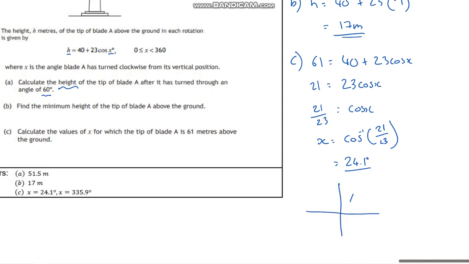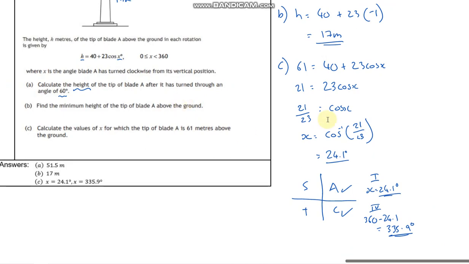I want the two values, so I need to double check with my CAST diagram. When is cos positive? It's positive here and here. So in quadrant 1, it's simply just the x value. So 24.1 degrees. In quadrant 4, it's 360 take away the x value. You should remember that from before. So that's 335.9 degrees. Nice one. So I'd say these are one of your harder questions at the end.